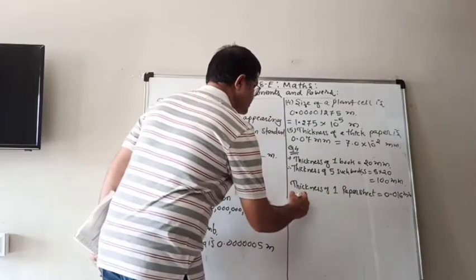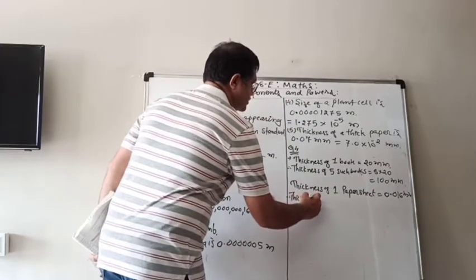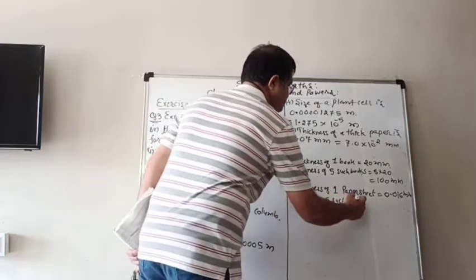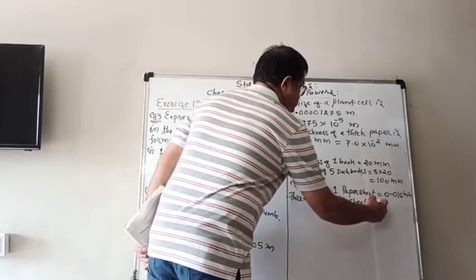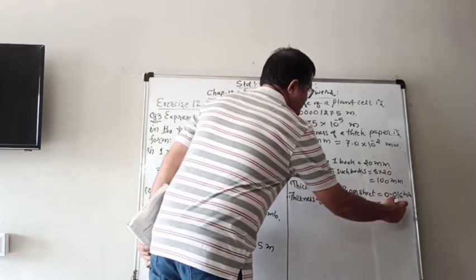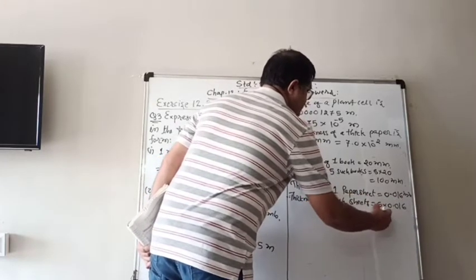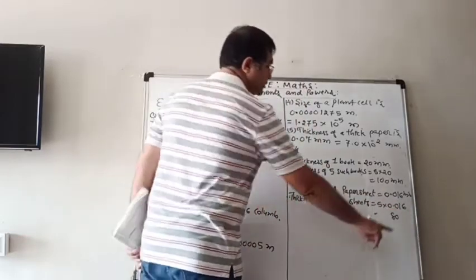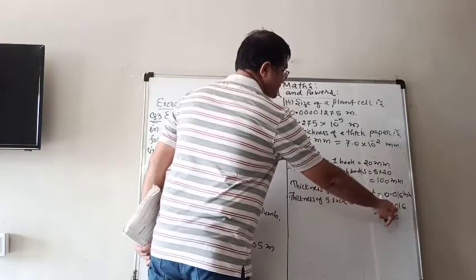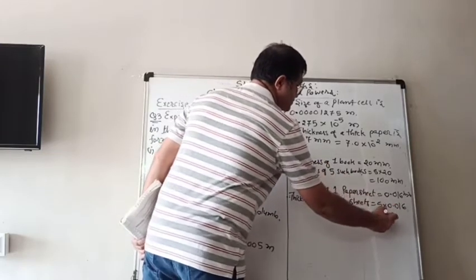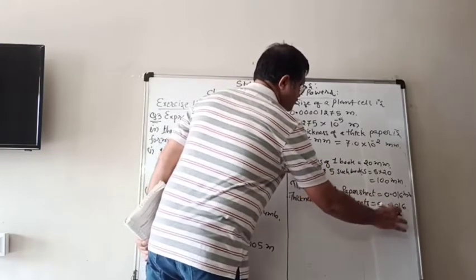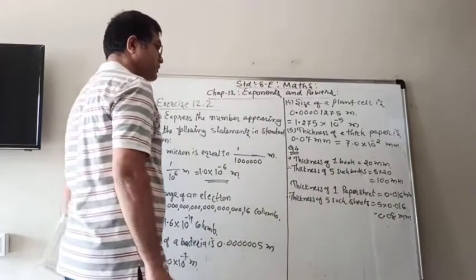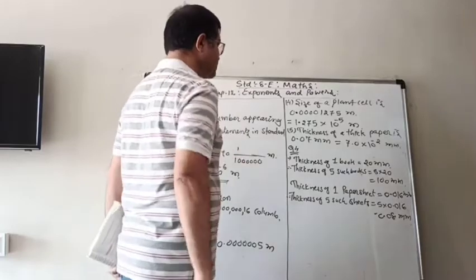Therefore, thickness of 5 such sheets is 5 multiplied by 0.016. We know that 16 fives are 80, and there are 1, 2, 3 decimals. So you can write down 0.08 millimeter.